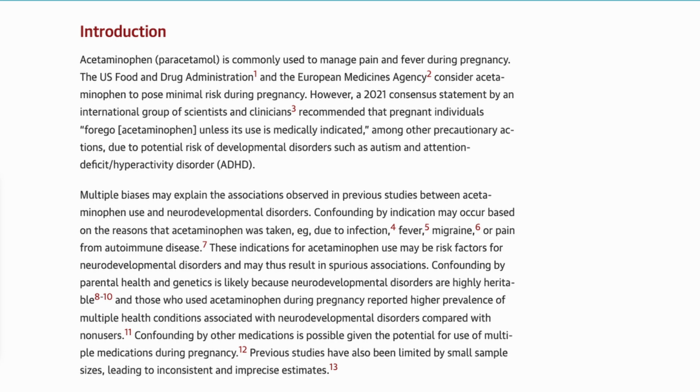Similarly here, the perceived association between acetaminophen and neurodevelopmental disorders may be due to an underlying cause connected to both, such as migraines or pain from autoimmune disease that could lead to an increased risk of neurodevelopmental disorders that could also make it more likely for the mother to take pain-relieving medication, like acetaminophen.